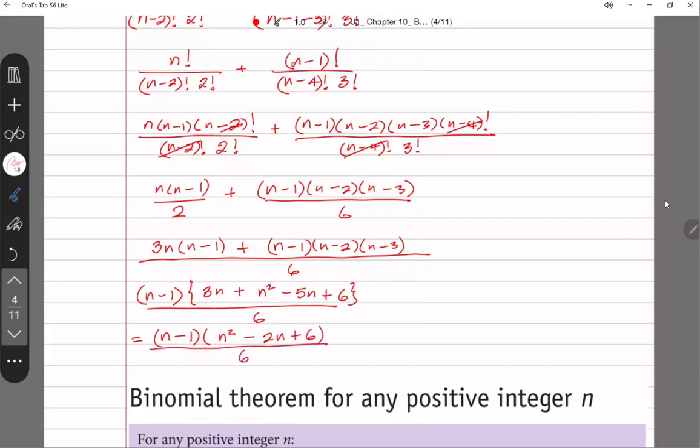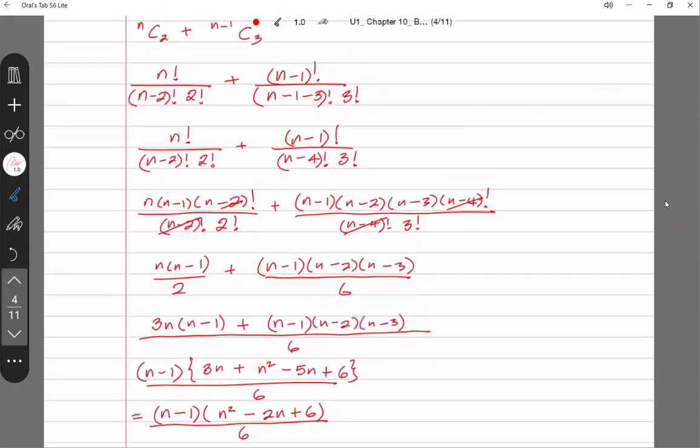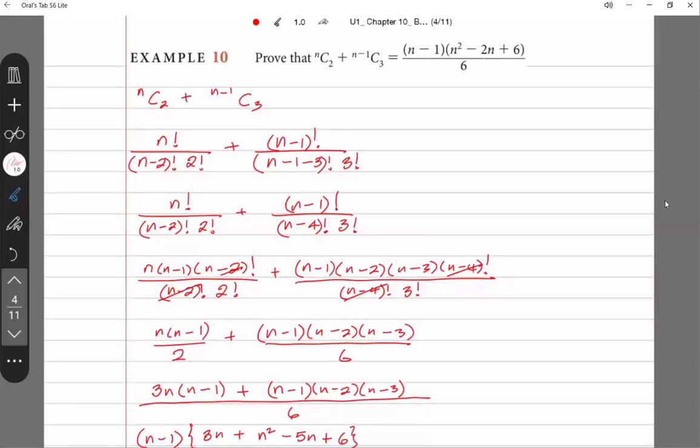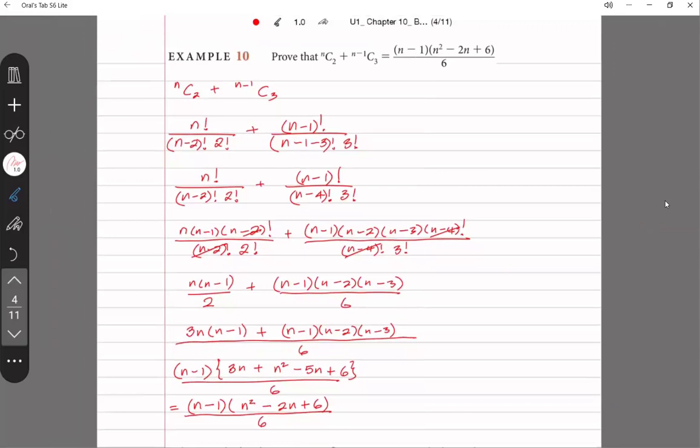All right, since this was a proof, let's look and see if this was what is on the right side. Yes, it's exactly what's on the right side. So we just proved that nC2 plus (n minus 1)C3 is equal to (n minus 1) into (n squared minus 2n plus 6) all over 6.